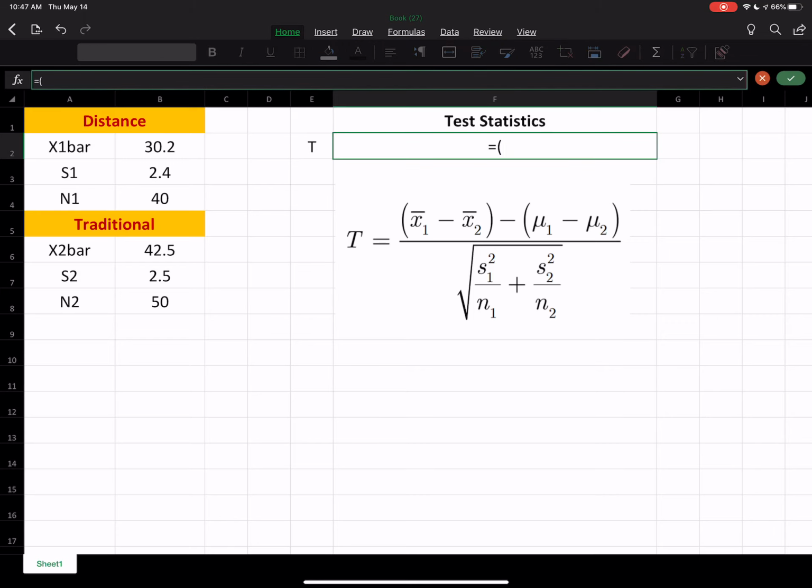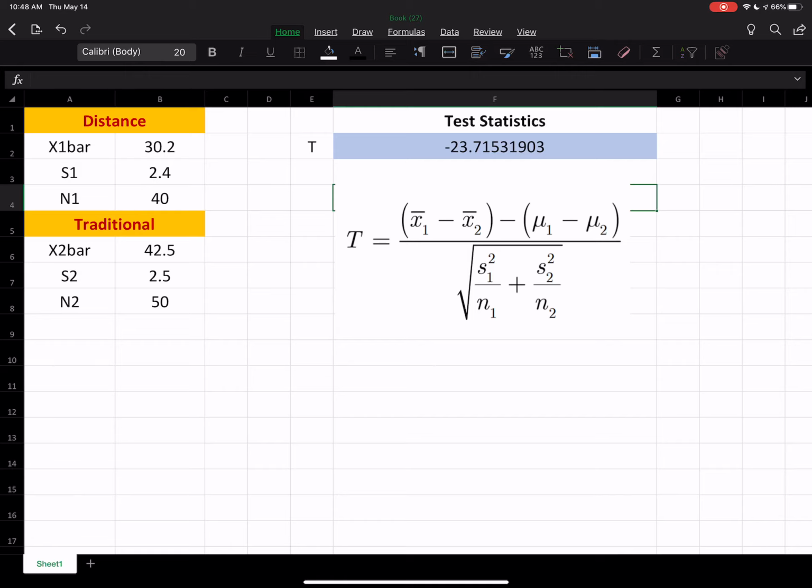That's a very, very small number, deep in the rejection region. We just know by rule of thumb that if the test statistic we calculate is a huge positive number, or a huge negative number, then it's definitely in a rejection region. That's just the common sense that you should have on this topic. Anyway, my test statistic is negative 23.72. So let me go back to my lecture. So the test statistic is negative 23.72 again.